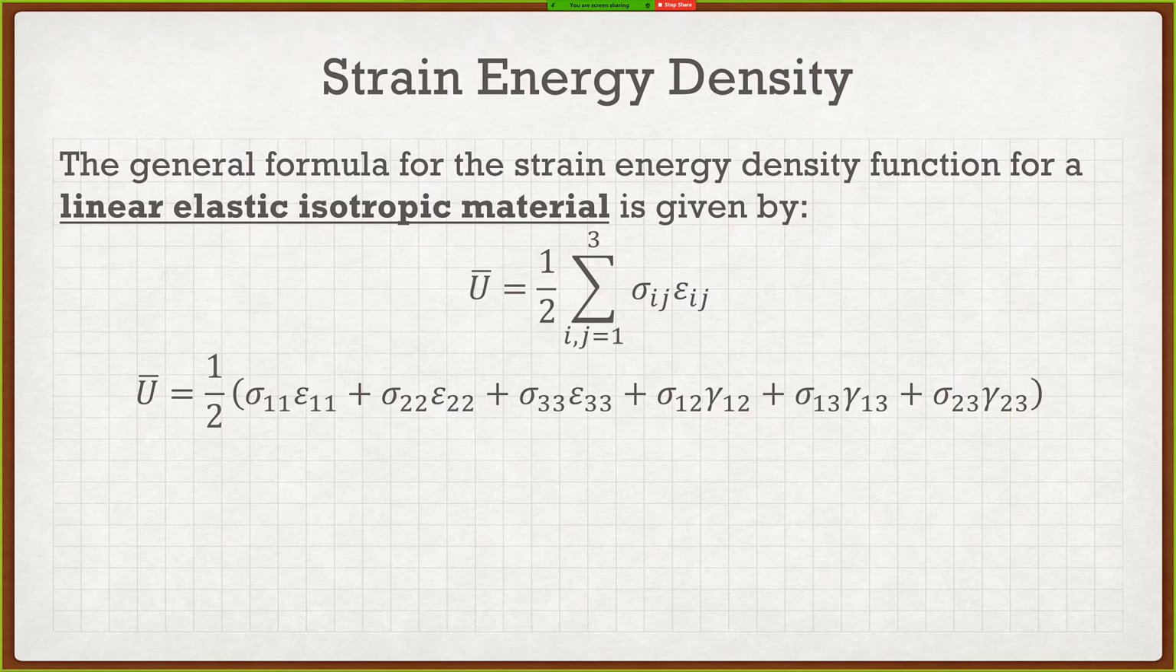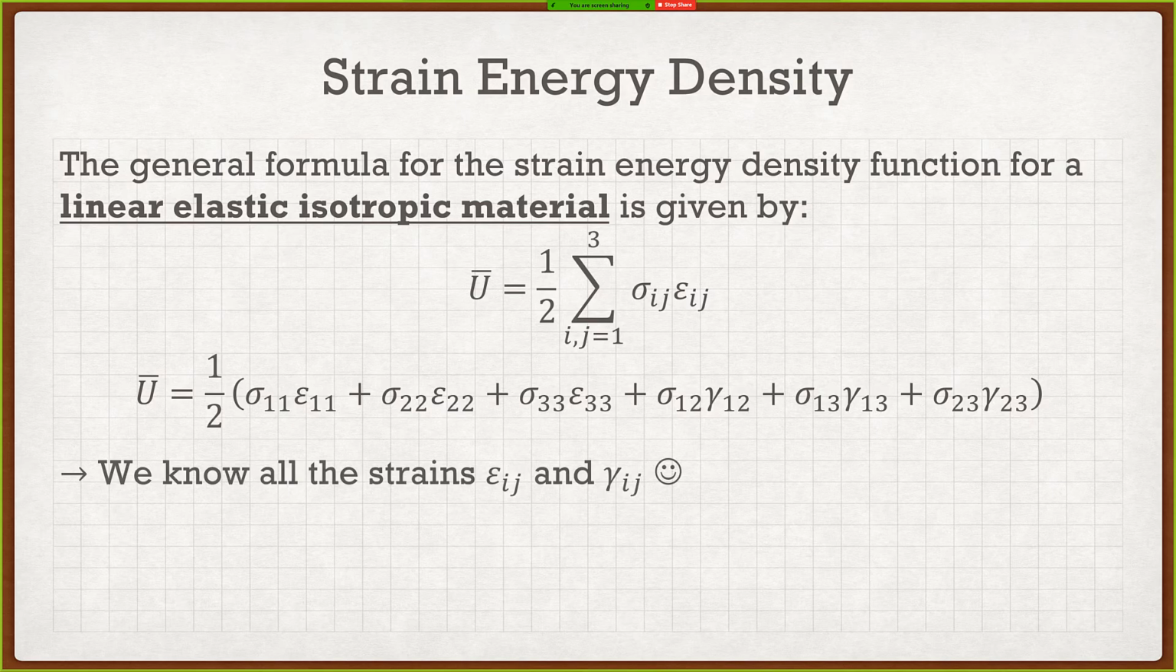So the big piece of information we need is both the strain tensor and the stress tensor. If we take a step back and ask what we're given in the question, we're given that strain tensor. Therefore, all of the epsilon ij's and gamma ij's in this formula, we're good to go. We know all of them. The problem is going to be, what are those stress components? Sigma 11, sigma 22, sigma 33, etc. This is the only real piece of information we're going to have to solve for in order to calculate the answer for part A.